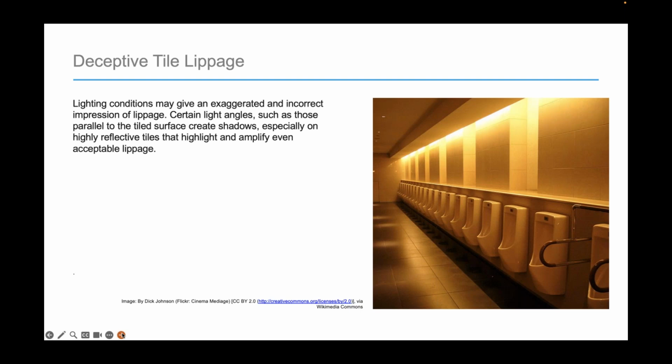We do have deceptive tile lippage. Lighting conditions may give an exaggerated and incorrect impression of lippage. Certain light angles, such as those parallel to the tiled surface, create shadows, especially on highly reflective tiles, that highlight and amplify even acceptable lippage. Sometimes a light placement will cast shadows and it looks like there's lippage everywhere.